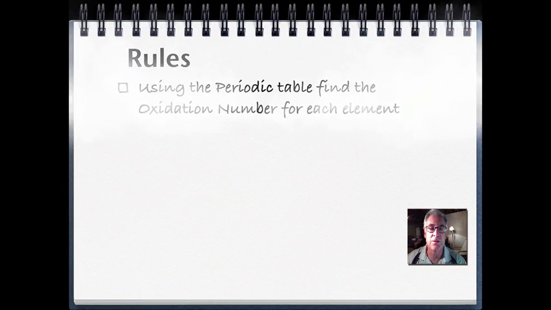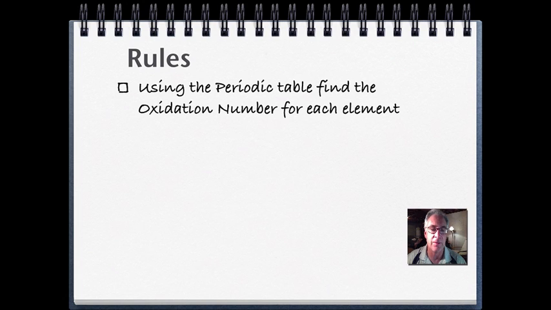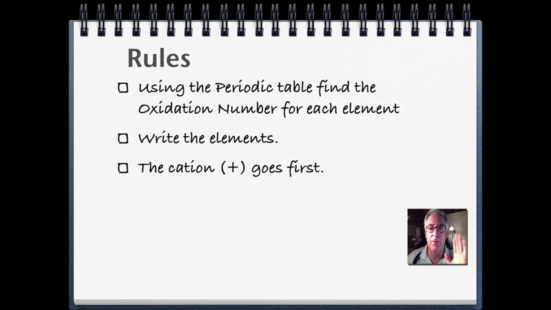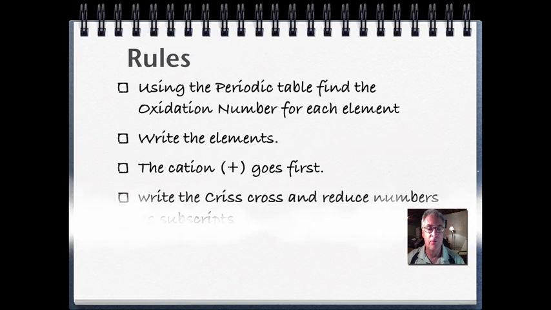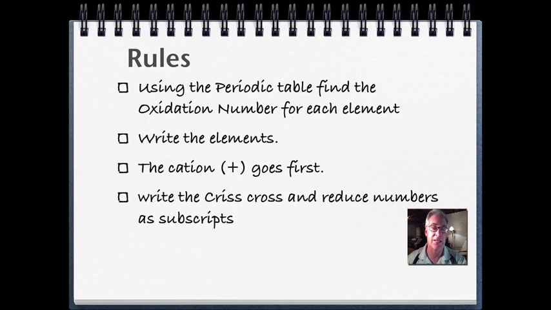There are some basic rules. First of all, you have to find the periodic table to find oxidation numbers for each of the elements. And it's a special kind of periodic table. It has just the ionic numbers. Also, you'll need to write the elements in a particular order. First of all, the cation, the positive charge element, goes first, followed by, of course, the anion. And then we'll crisscross those numbers. Let's say it's a +2 on the cation and a -2 on the anion, they'll cross and put the subscripts in the right order and in the right amounts.